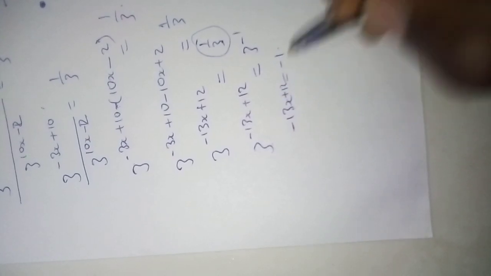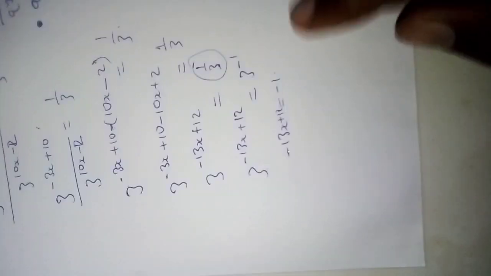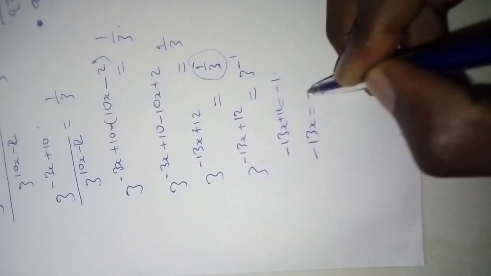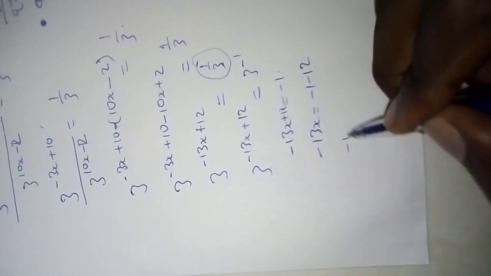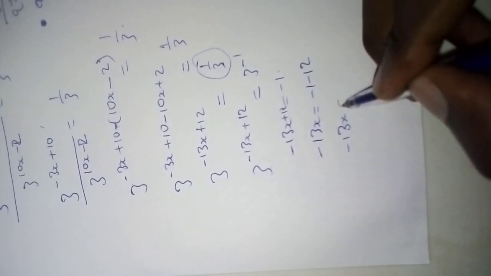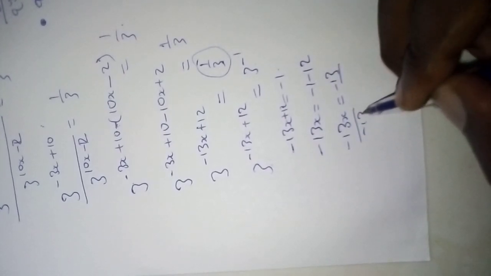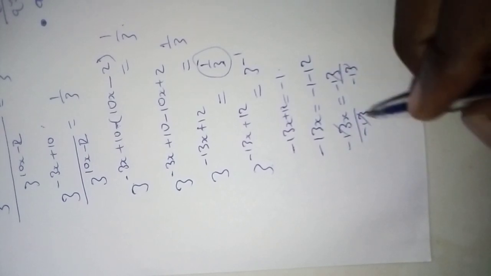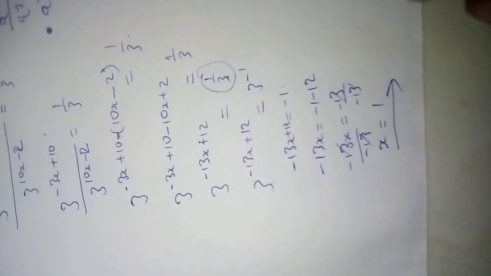positive 12, right? So now we can take the 12 this side because we add or subtract like terms, right? So it's negative 13x, it's equal to negative 1 and negative 12. So that's going to give us a negative 13x, it's equal to a negative 13. Divide both sides by negative 13. Negative 13 cancel out. So that's going to give us x is equal to 1. So that's your final answer.